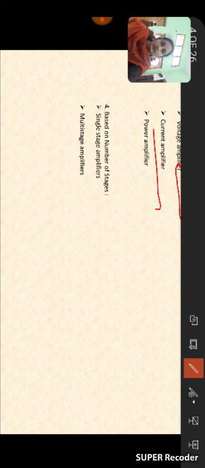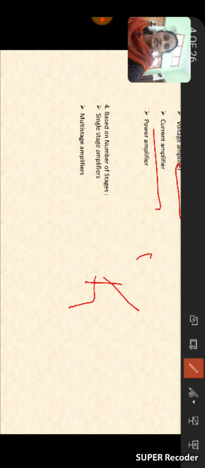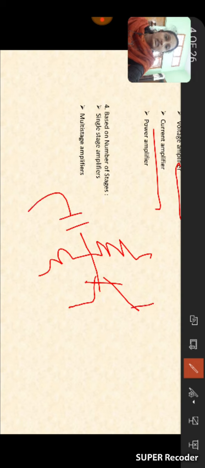Okay. And the next one, based on the number of stages, also the amplifiers are classified. So while coming to the number of stages, if only one stage is there, that is called single stage amplifier. Like this, only one transistor is there to amplify the strength of the weak signal. So then that is called single stage amplifier.